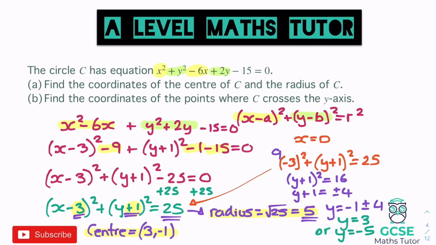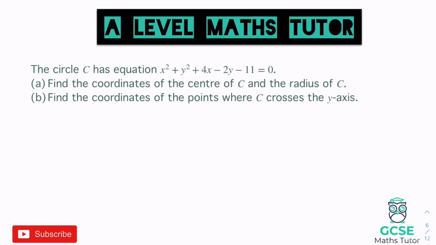We're going to have a look at one now where potentially those y-intercept points are not whole numbers. So let's have a look now. This is a question you saw at the start of the video, and it says the circle C has equation x squared plus y squared plus 4x minus 2y minus 11 equals 0. It says find the coordinates of the centre again, the radius, and then where it crosses through the y-axis.